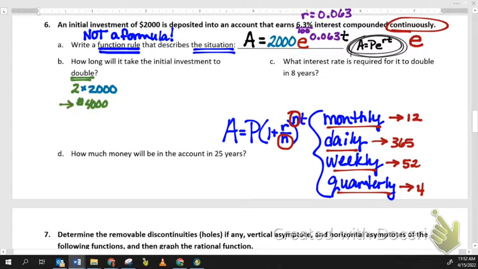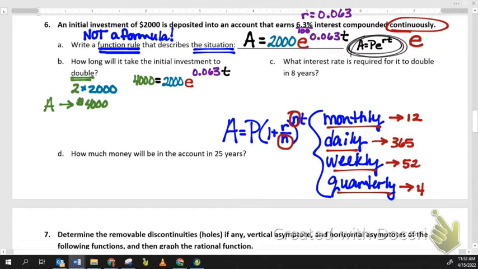I'm going to put this in the place of what? P? A. A. P is always my starting amount. So whatever initially got deposited, that amount's not changing. Some future amount is what A means. So I would have 4,000 equals 2,000 e to the 0.063 t.